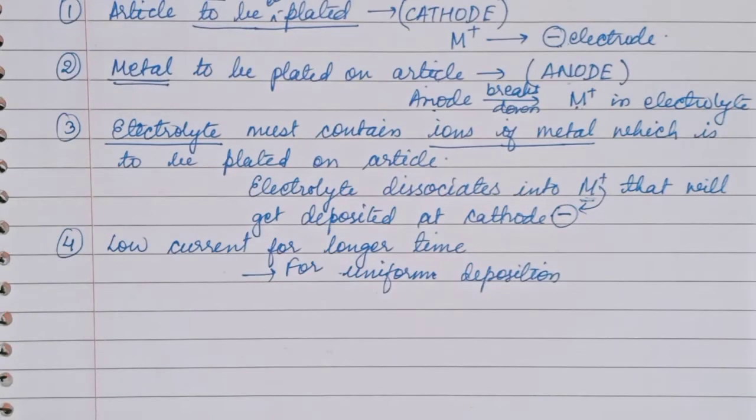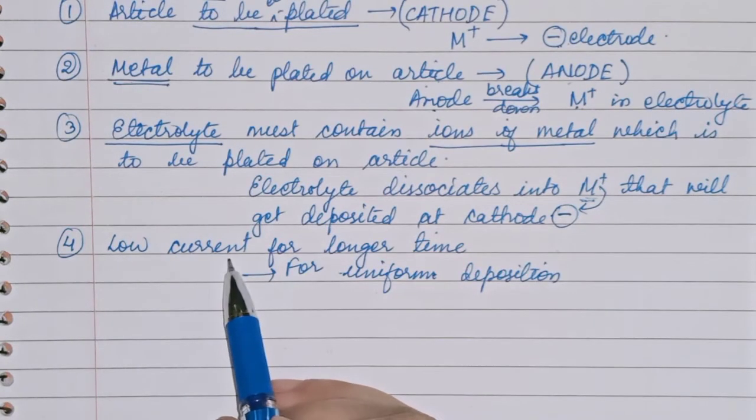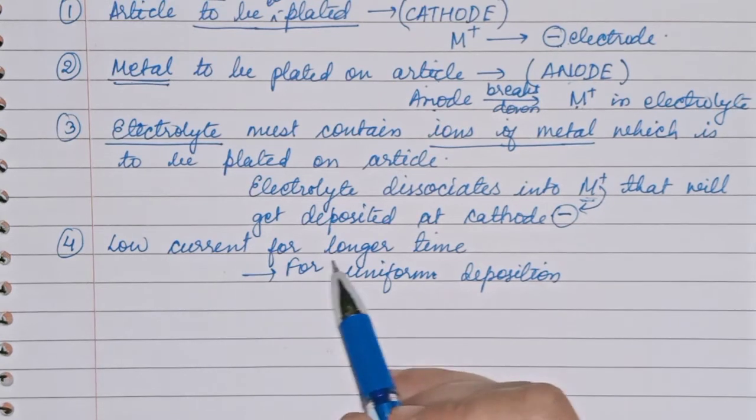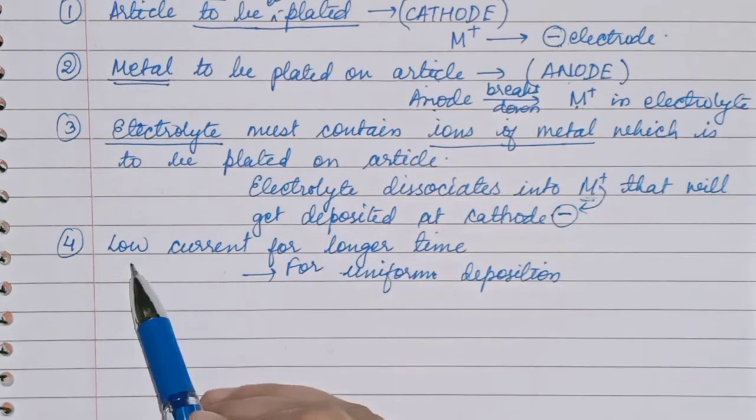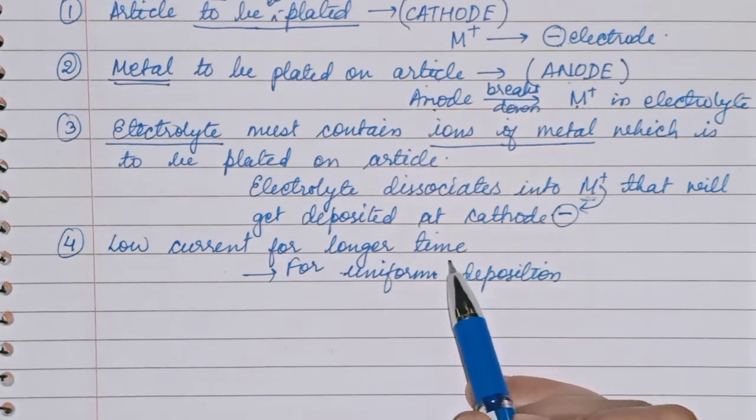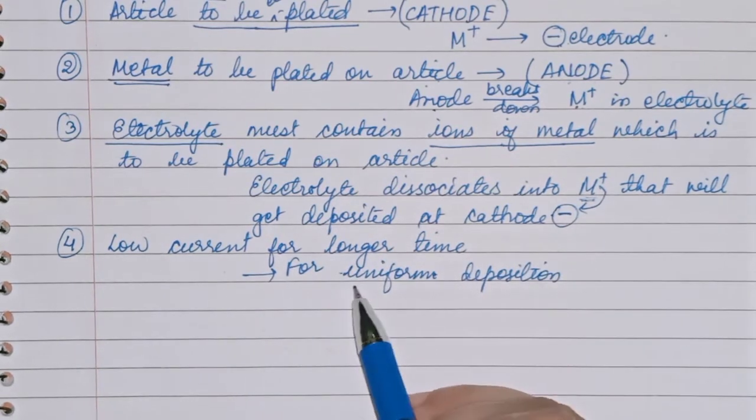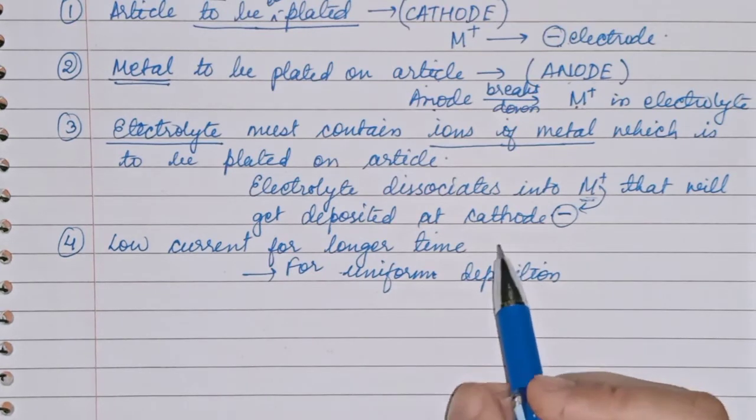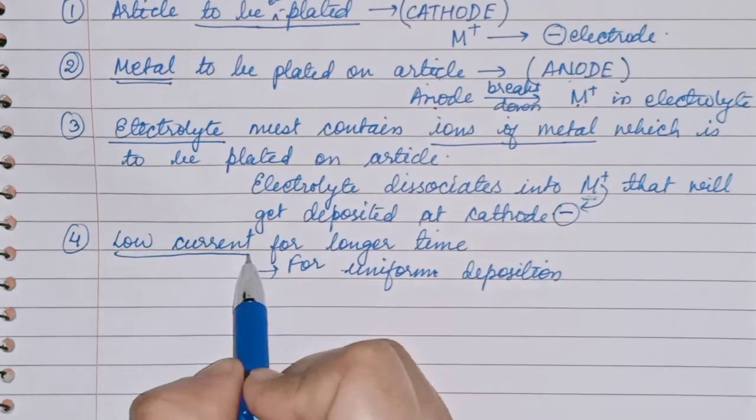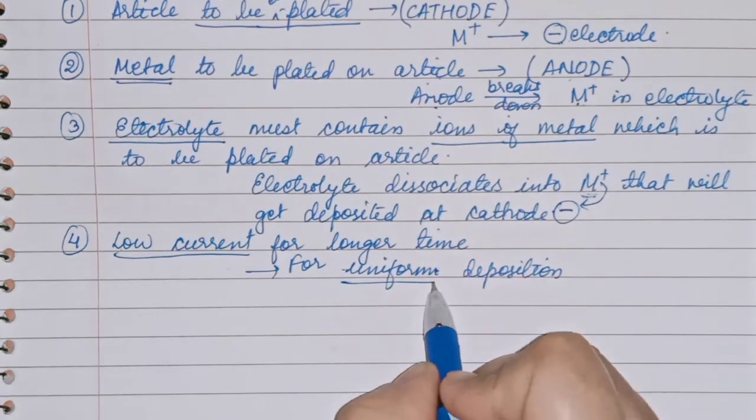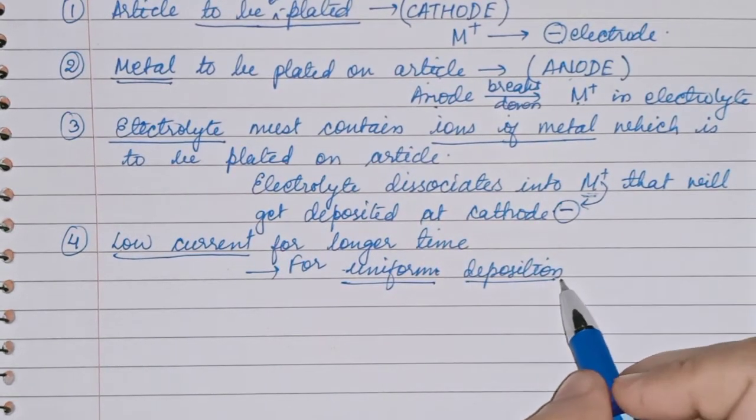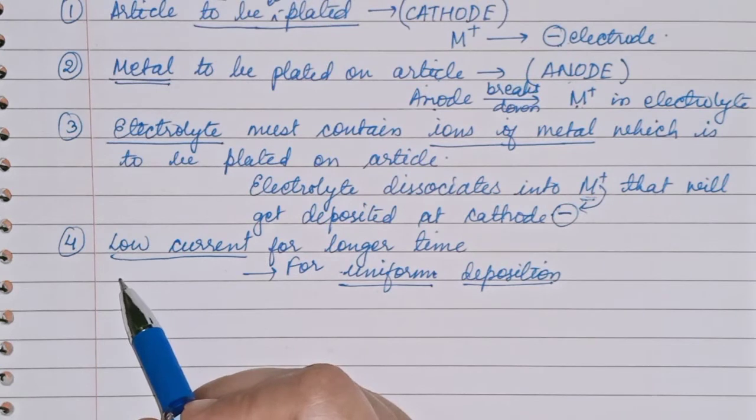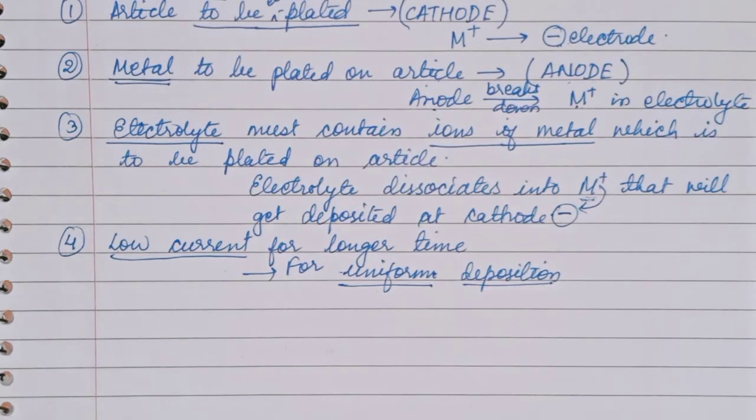Next is low current. We will pass low current through the electrolyte for a longer time. Why is it like this? Because if you take high current, it will form an uneven coating or deposition on the article, and low current will form uniform deposition on the article. So we take low current for a longer time.